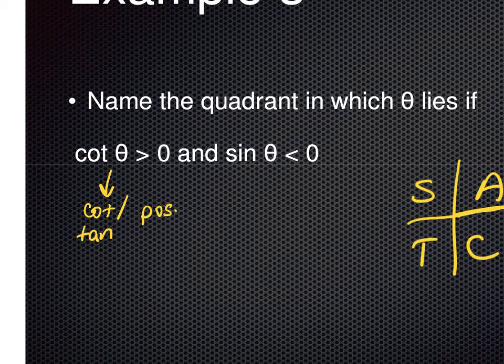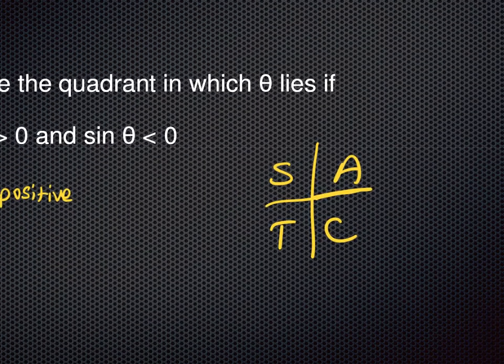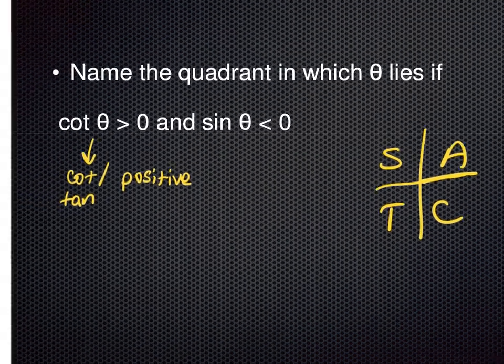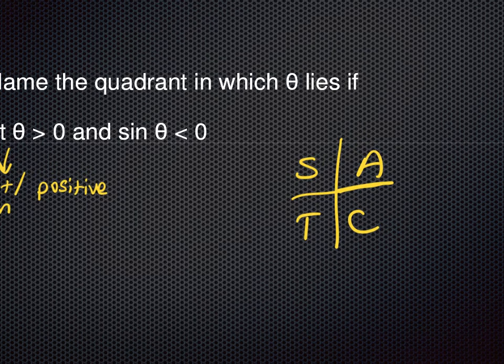Positive. So the first thing I'm going to do is go over here to my all students take calculus, and cross off the quadrants that don't fit that criteria. So I'm looking where cotangent and tangent are positive. In the first quadrant, what do we know about all the trig functions?